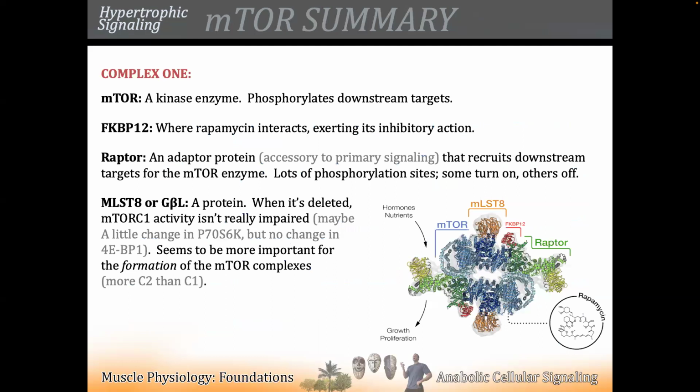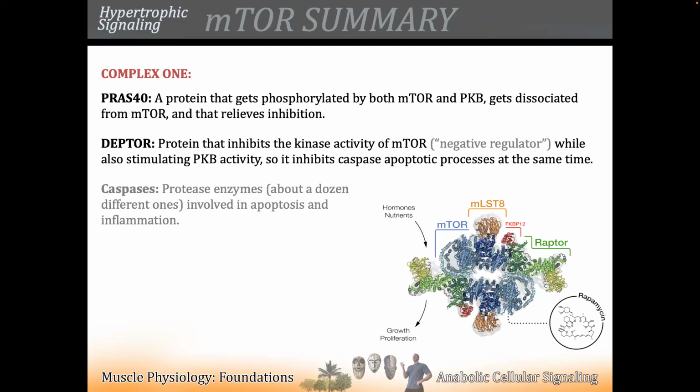mTOR itself is a kinase, right? It phosphorylates stuff. The mTOR enzyme phosphorylates stuff. Raptor, regulatory associated protein of TOR, this recruits the downstream targets, so mTOR can phosphorylate them. And then GβL, this is mostly a structural protein, but in some contexts, it does influence function. There are also inhibitory proteins, Deptor and Pras40, that are considered part of the household of core proteins.